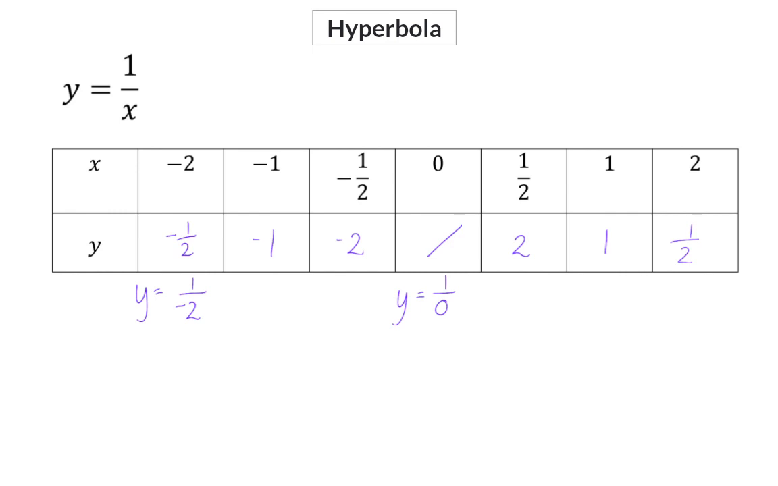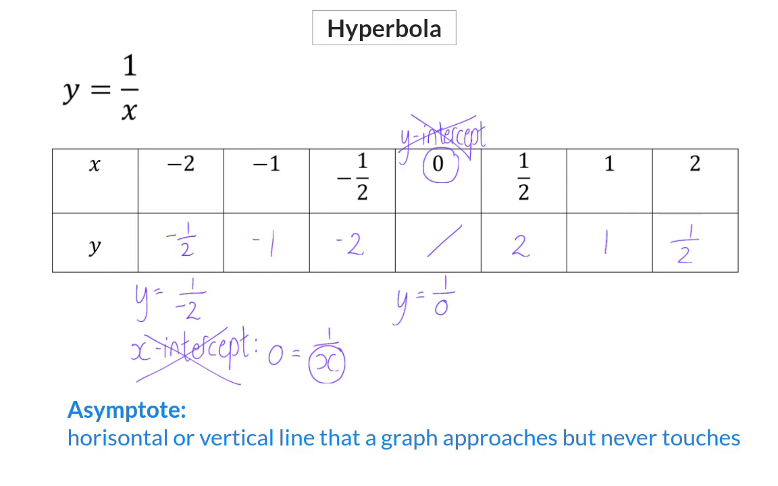This means that this graph has no y-intercept, because normally the x value is 0 at the y-intercept. Similarly, if you want to determine the x-intercept by substituting y with 0, you will see that there's no x value that you can substitute here to get a value of 0, and that means there's also no x-intercept. This brings us to a new definition. An asymptote is a horizontal or vertical line that a graph approaches but never touches. Here we can see that the hyperbola will never touch the x or y axis.